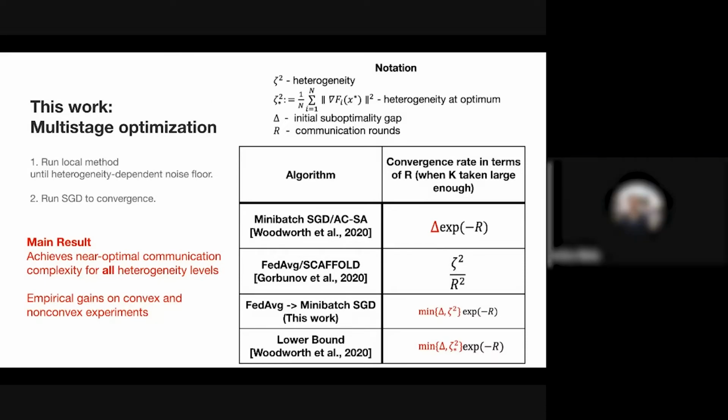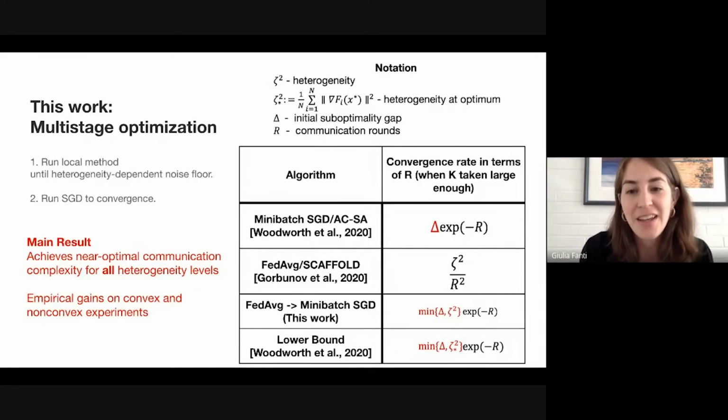I have a question. Yes, please. Thanks for the great talk, Giulia. So my question is, how do we know when to switch over from the local steps to mini-batch SGD? Okay, great question.